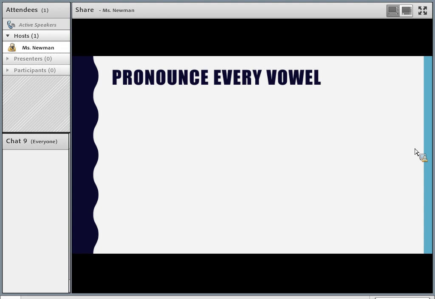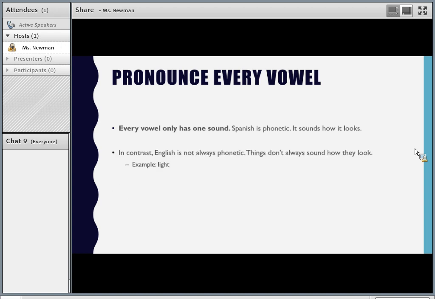Just to review, you need to be pronouncing every vowel in Spanish. Every vowel only has one sound. Spanish is phonetic. It sounds how it looks. This makes it easier to pronounce than English. English is not always phonetic. Things do not always sound how they look, such as the word light.